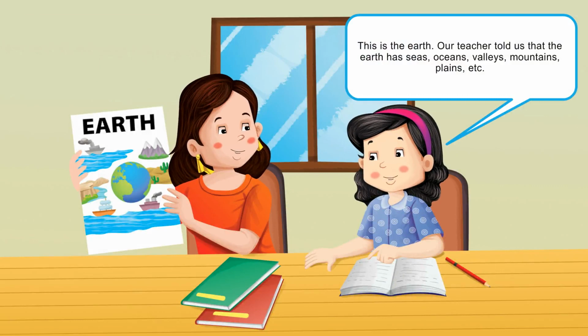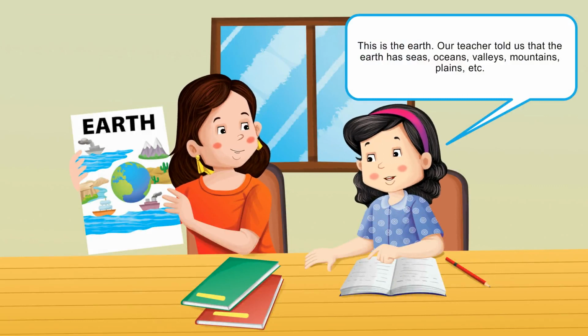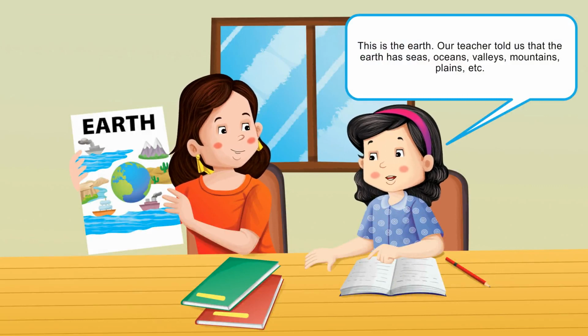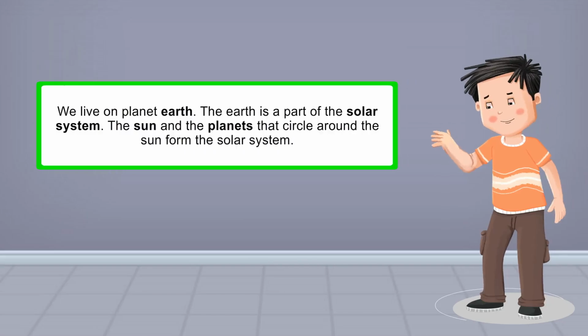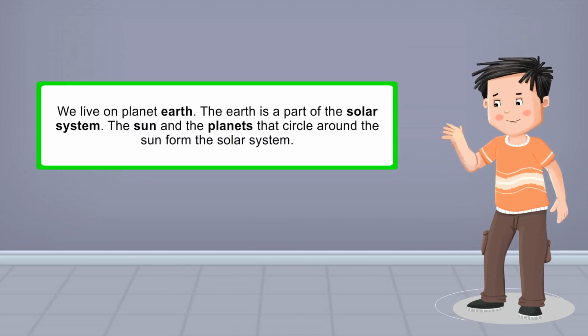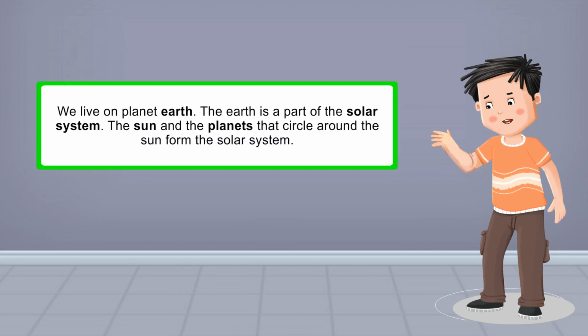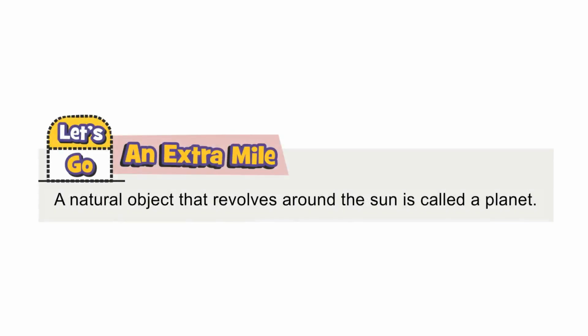This is the Earth. Our teacher told us that the Earth has seas, oceans, valleys, mountains, plains, etc. Yes, you're right. We live on planet Earth. The Earth is a part of the solar system. The Sun and the planets that circle around the Sun form the solar system. Let's go an extra mile. A natural object that revolves around the Sun is called a planet.